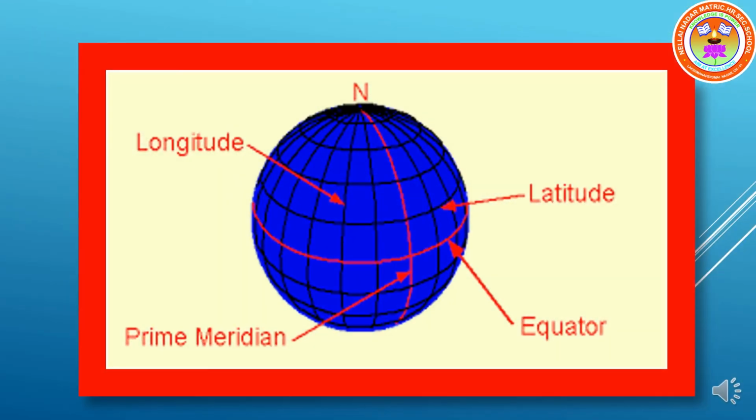Next, see children, this is line of latitude. Okay, this is line of latitude and this one is line of longitude. Okay, next this one is equator. This is equator. Okay, next this line is prime meridian. Is it clear?